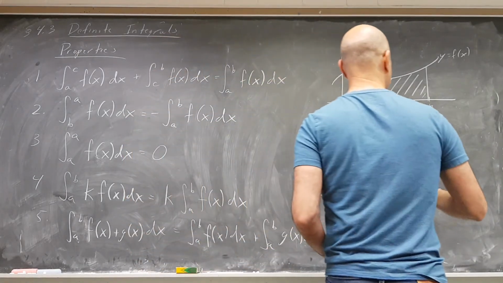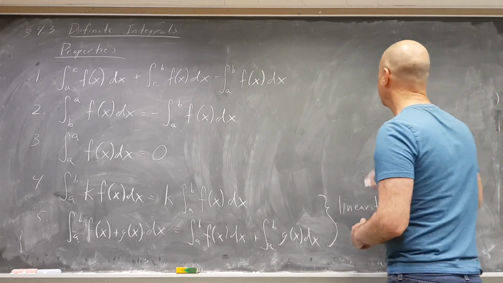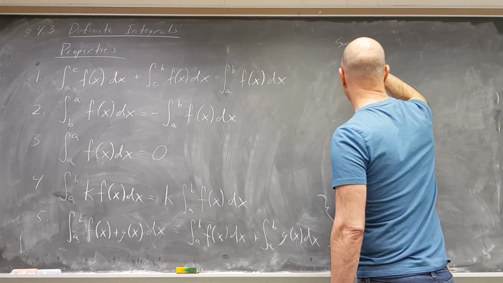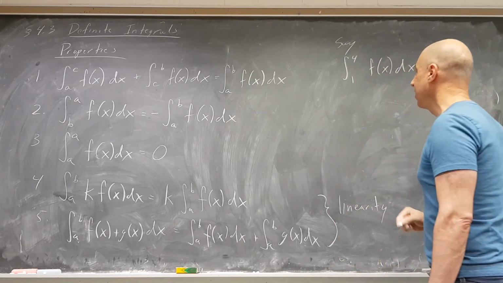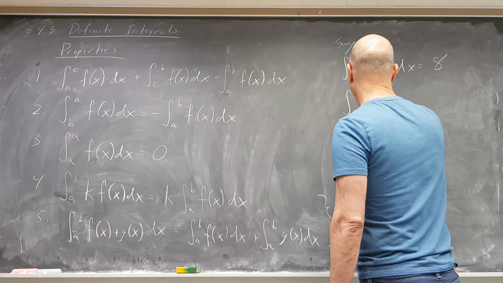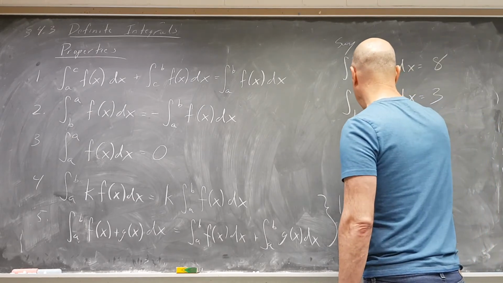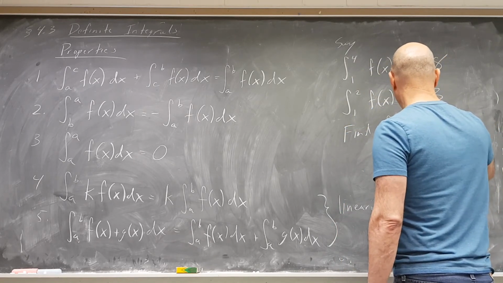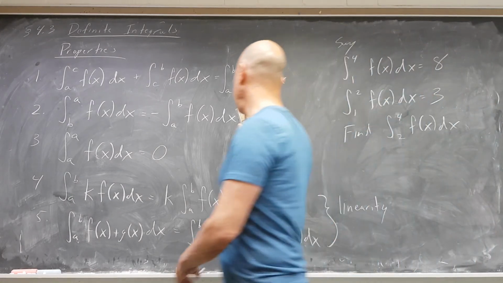Now, I just want to do a problem or two. Let's say you know that the integral from 1 to 4 of f of x dx is equal to 8, and you know the integral from 1 to 2 of f of x dx is equal to 3. And I ask you to find the integral from 2 to 4 of f of x dx. Well, we're just using property number 1.